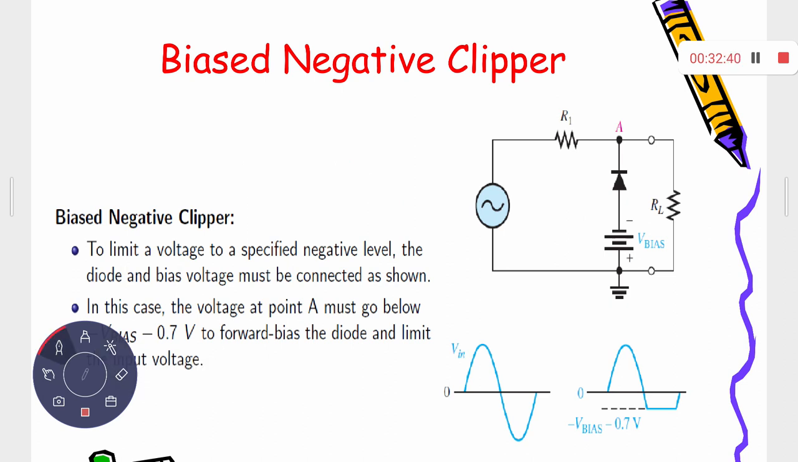Then let's make this change. Let's now make this correction. This time, suppose this is not present and I'm just changing the polarity of the battery, something like that, plus minus. So let it be 2 volt.